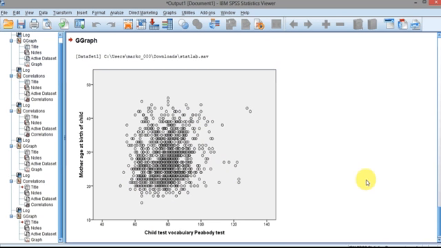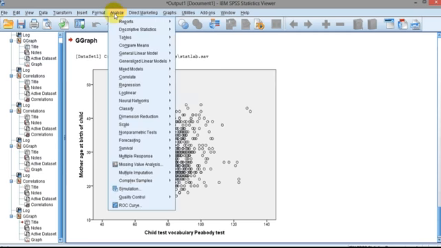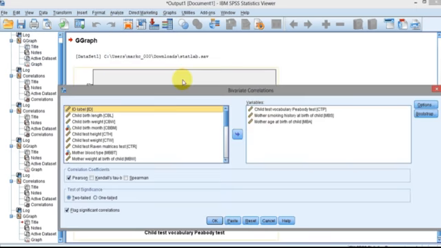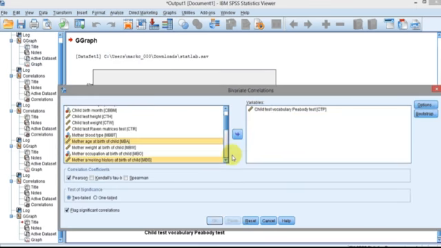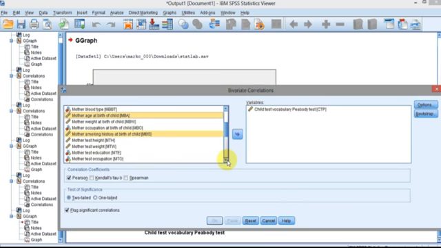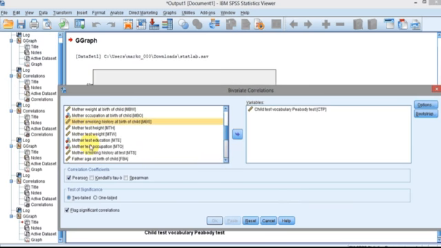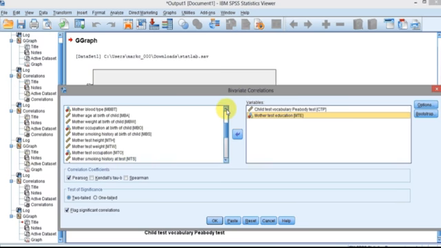Let's have a look at some other things. So what the mother's doing physically at birth doesn't seem to matter. But let's have a look at what sort of level of education the mother has, and let's have a look at the father's education.